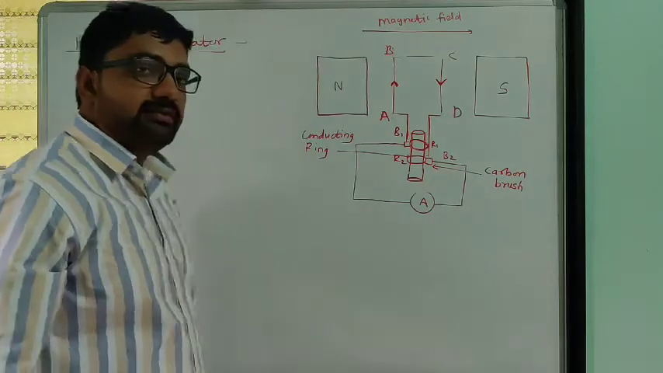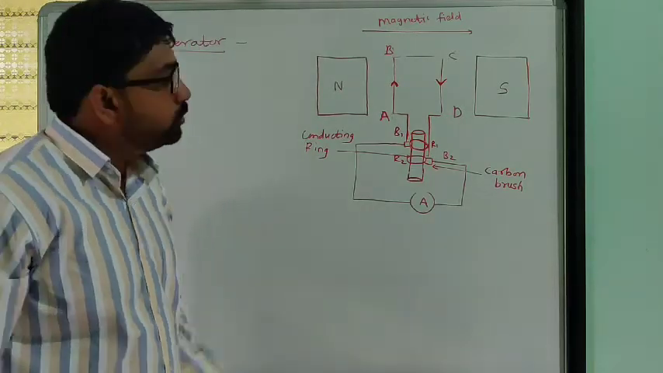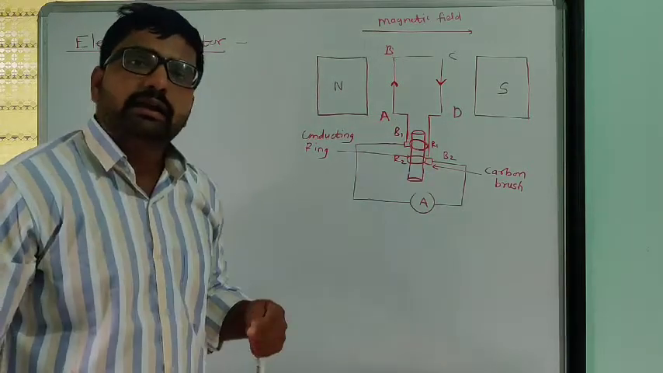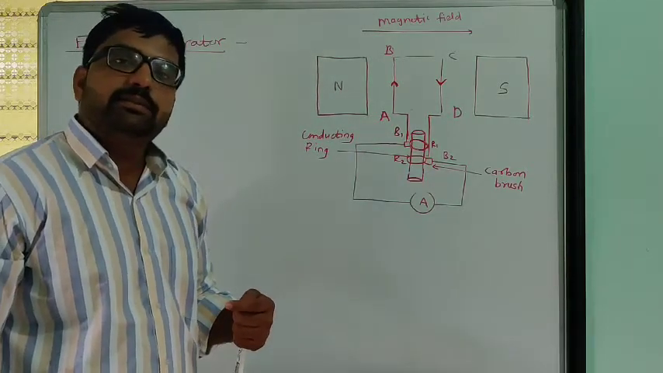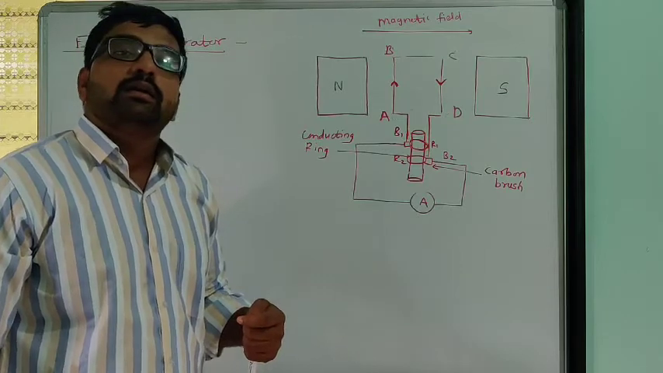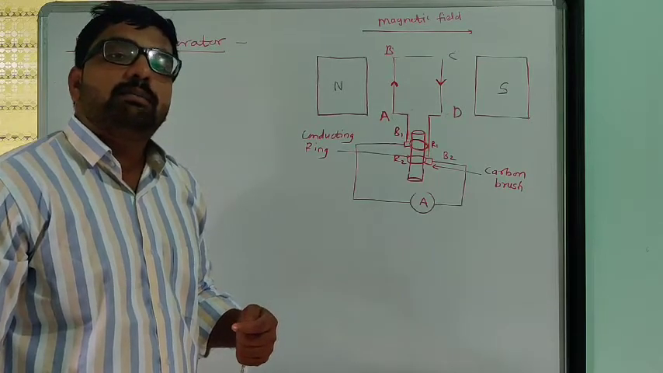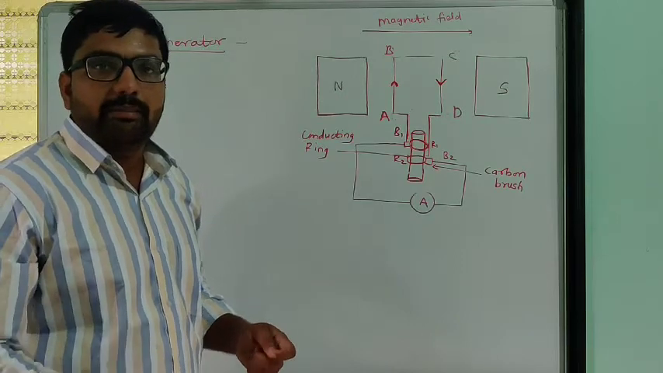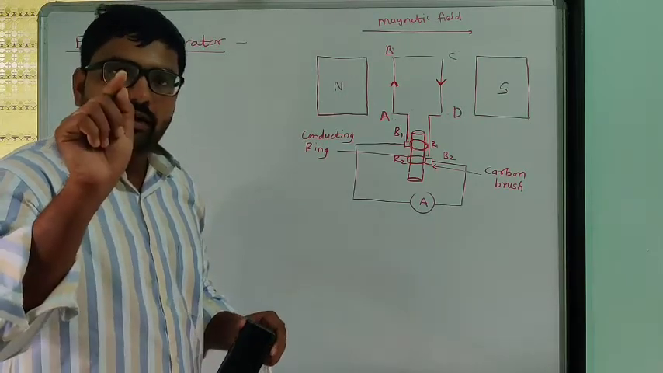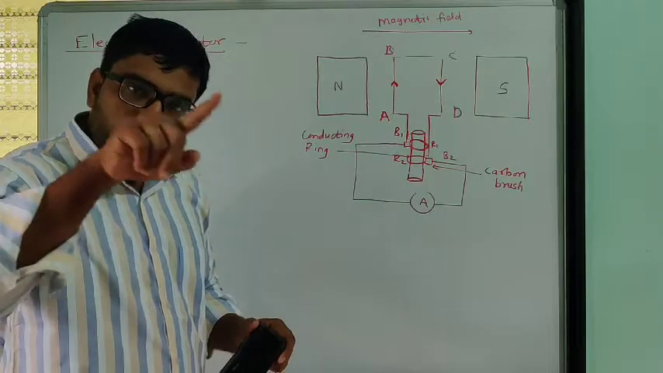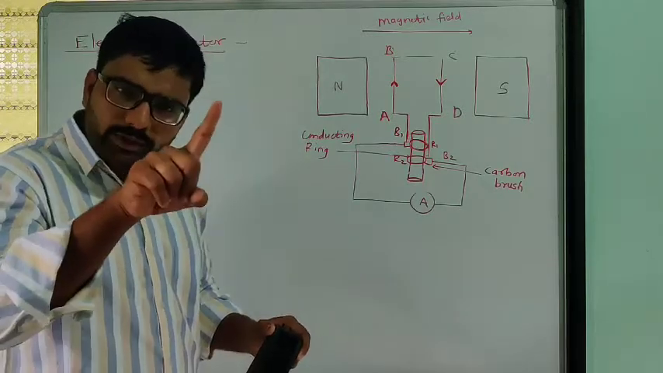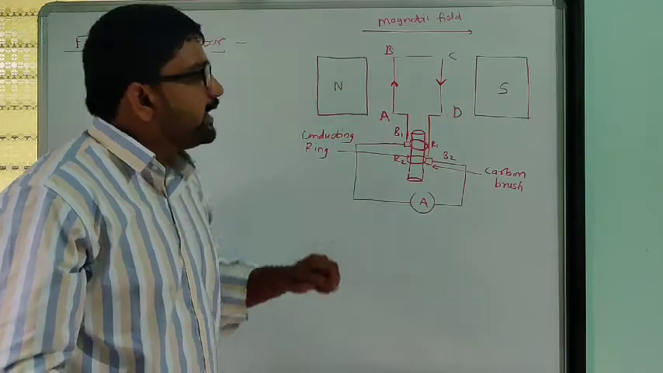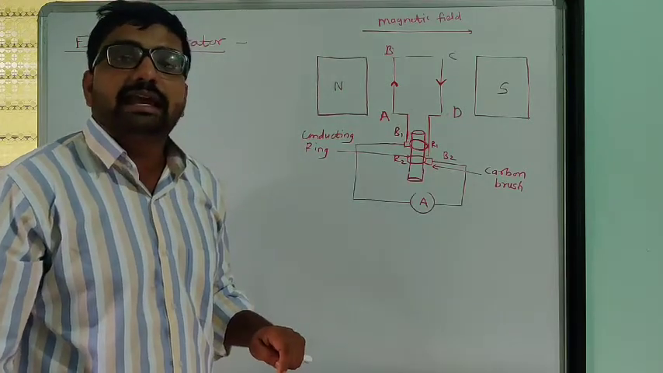Now another concept is, how to convert this AC generator into a DC generator. DC means the electric current passes through the circuit in only one direction. Like a battery, when we connect a battery, current passes continuously from positive to negative, so it is unidirectional current. So if you want to produce unidirectional current, that is DC current.